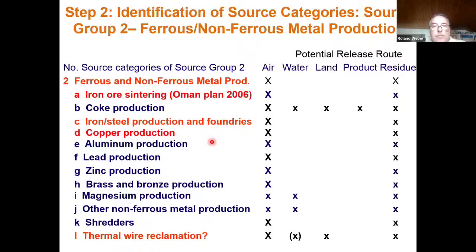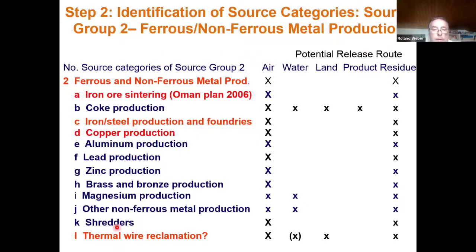The same goes for source group 2, ferrous and non-ferrous metal production. Also here I looked at the first Oman inventory. At that time you had iron and steel production and copper production, and the Oman NIP said at that time that Oman was planning to build a sinter plant. So maybe now, when you are doing the inventory and you have built your sinter plant, you can also add the calculation for it.